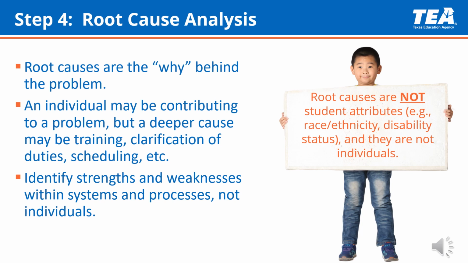Step 4, root cause analysis. The expected outcome of the root cause analysis is to understand why the LEA is not achieving the desired results in each priority area. Problems in educational systems are often complex and involve multiple variables. To successfully complete the root cause analysis, the LEA will engage in a series of activities designed to guide the LEA in identifying the causes of the gap between the LEA's current performance and desired performance.